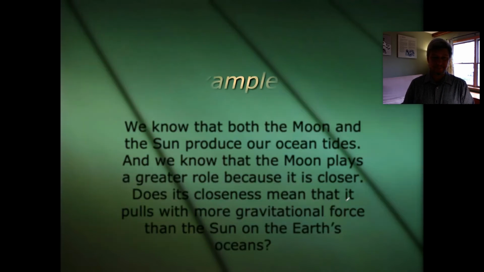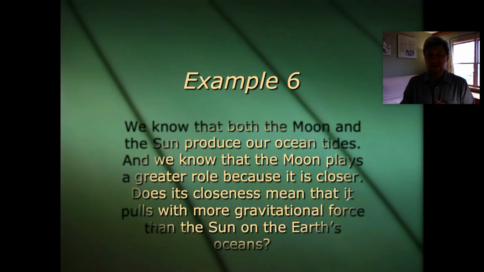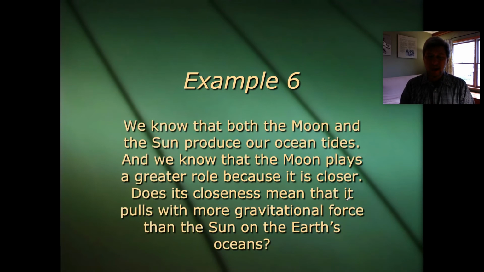Okay, all right. That brings us to example number 6. The question here is this. We know that both the moon and the sun produce our ocean tides. And we know that the moon plays a greater role because it's closer. Does its closeness mean that it pulls with more gravitational force than the sun on the Earth's oceans? And the answer here, if you think about it a little bit, is actually no.